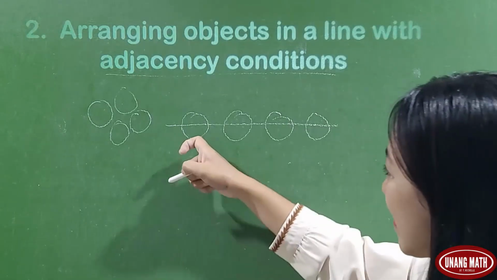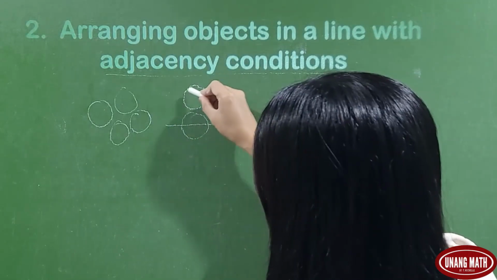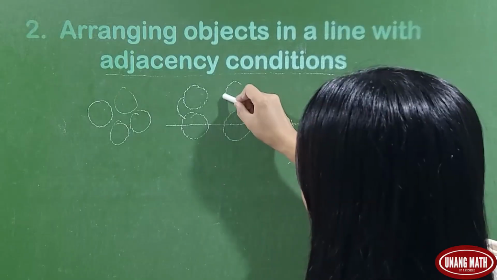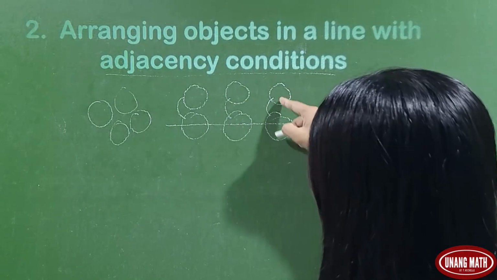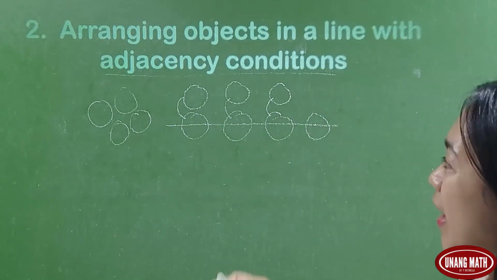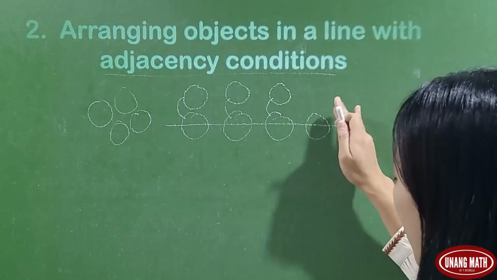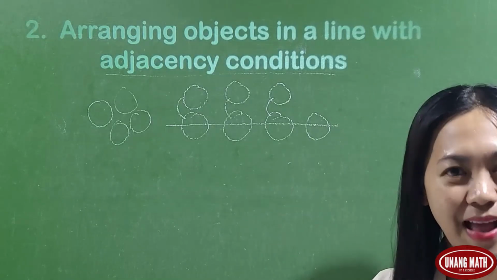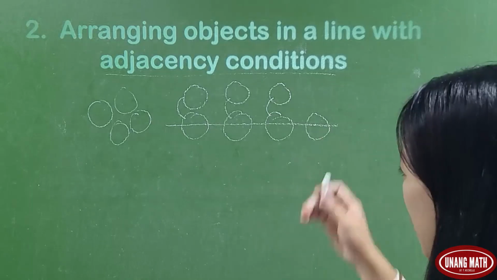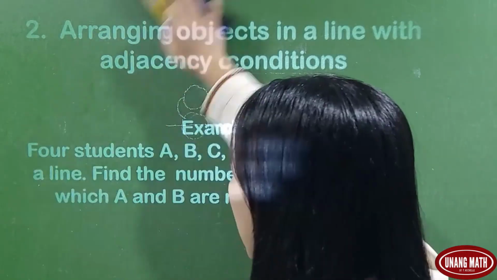Okay, let's say this is adjacent to this one, or this is adjacent or next to this one, or this is adjacent or next to this one. So in this case, how are we going to find the number of possible outcomes? Okay, to explain this further, let's give an example.